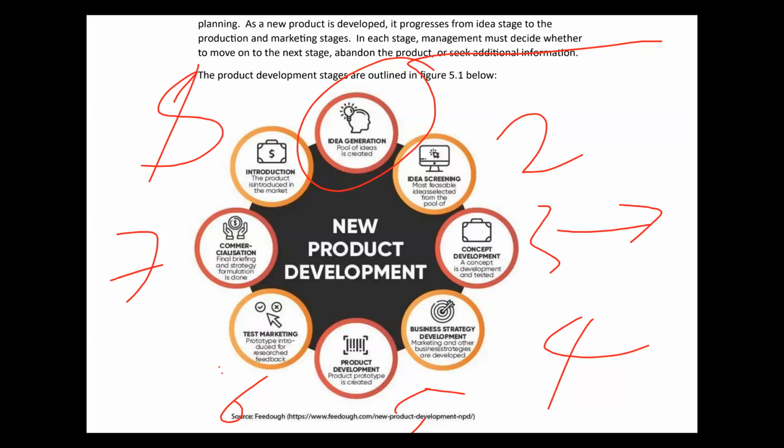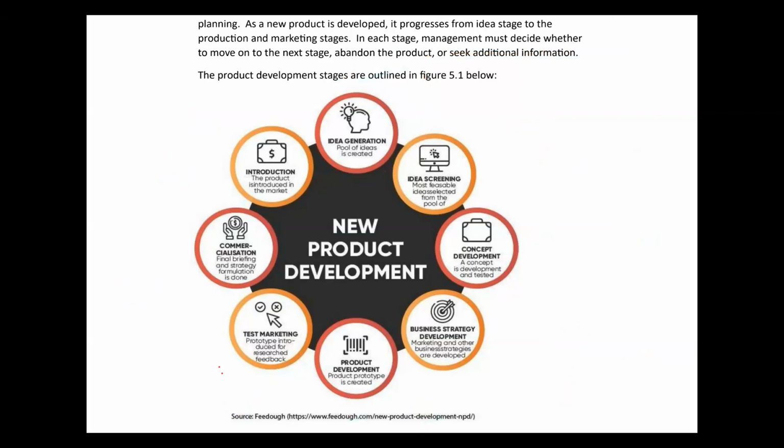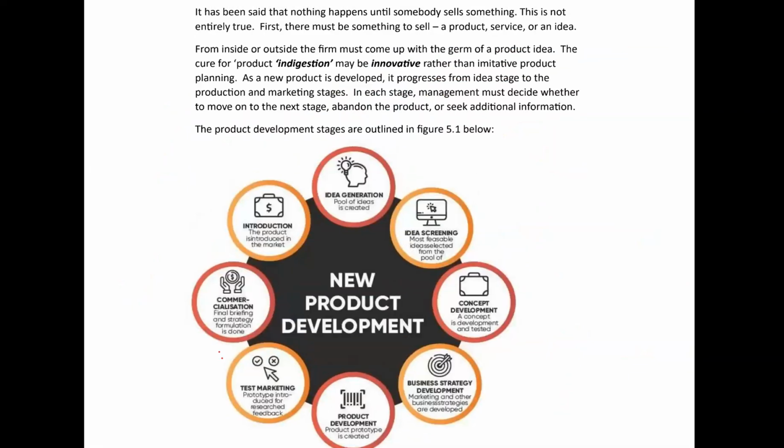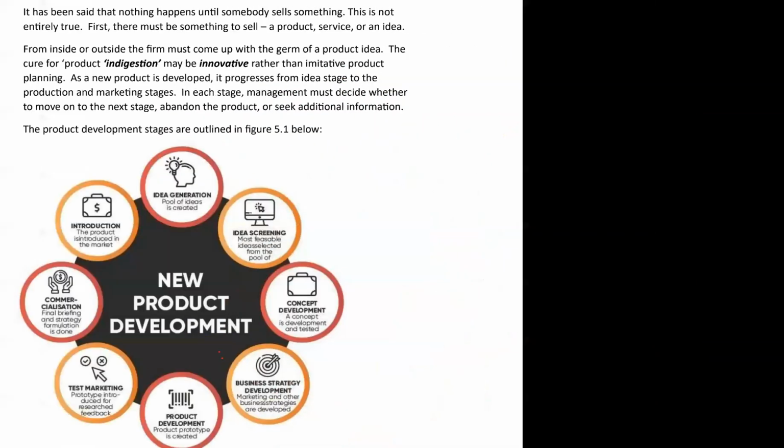Number one, you generate the idea, you screen the idea, you develop the concept, you develop the business strategies, okay? You develop the product, and then you test the market, you commercialize, and introduce the product to the market. These are the stages that are actually involved in the product development.